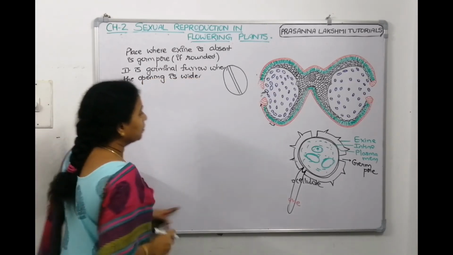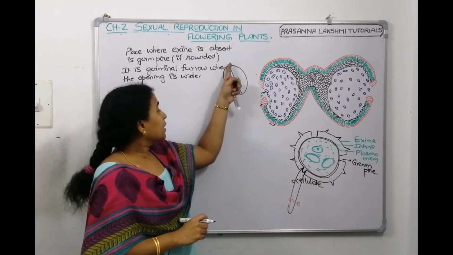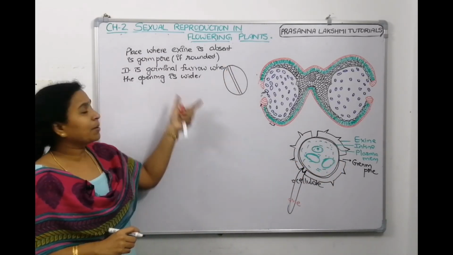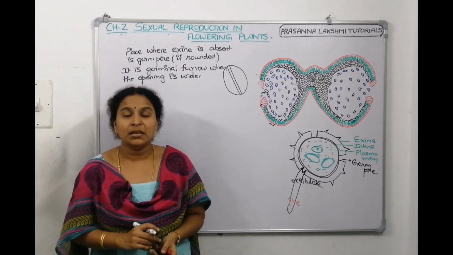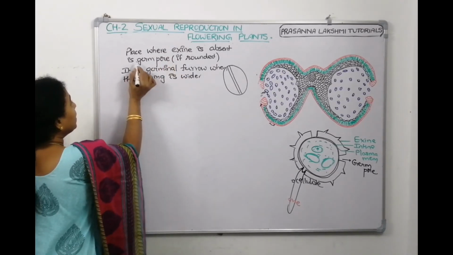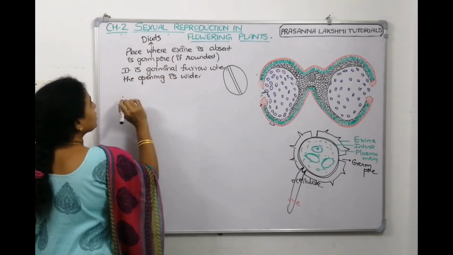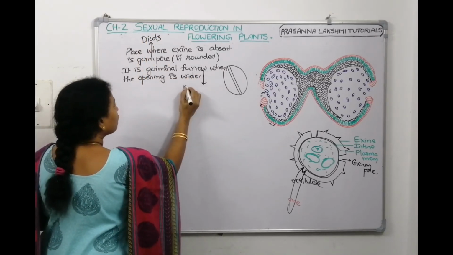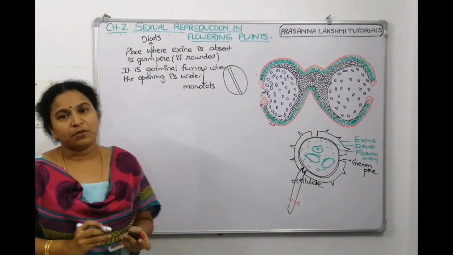I showed a germ pore here. If it is rounded, then we call it a germ pore. If it is longer and wider, we call it a germinal furrow. Listen children, in monocots, germinal furrows are seen. In dicots, germ pores are seen. Germ pores are found in dicots, whereas germinal furrows are found in monocots.